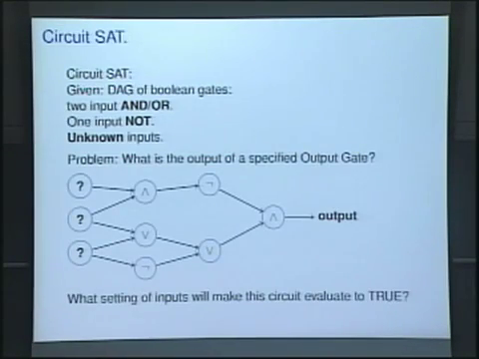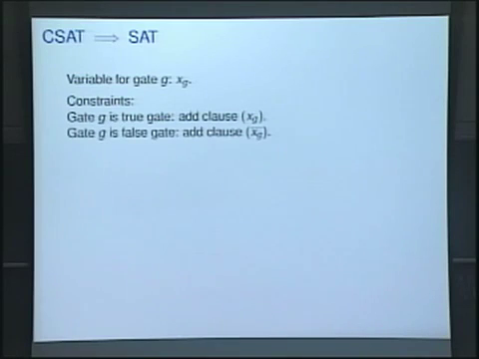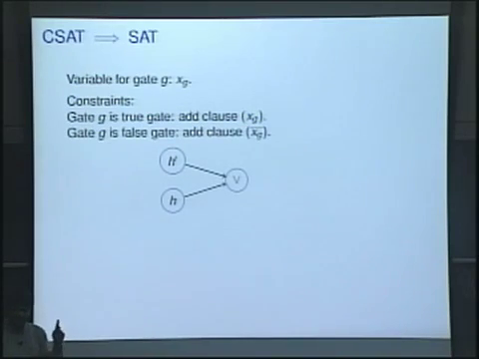Actually, first I'm going to say circuit SAT is the same as SAT. You can reduce circuit SAT to SAT, and we've seen this. Circuit SAT is a circuit, SAT is a set of clauses. So what I need to do is write out a set of clauses so that those clauses are satisfiable if and only if the original circuit was satisfiable.